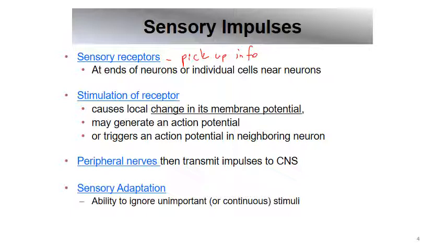Sensory adaptation means that you start to ignore the different senses. So it could be like sense of smell. Let's say that you smell something bad, but then you just get used to it. So that's called adaptation.